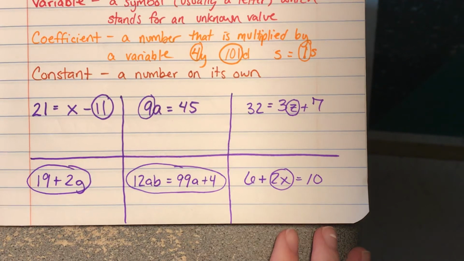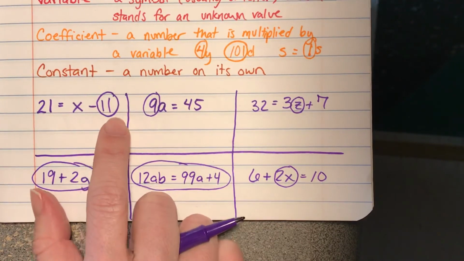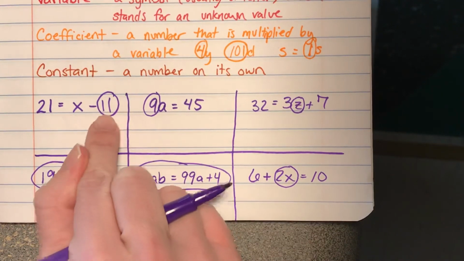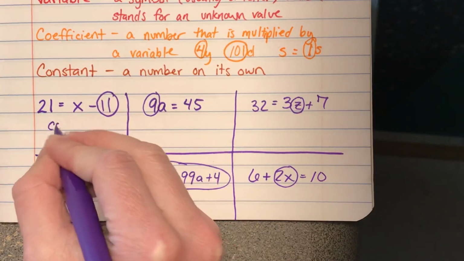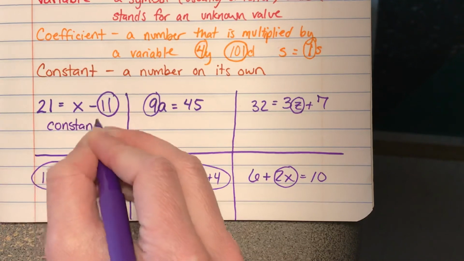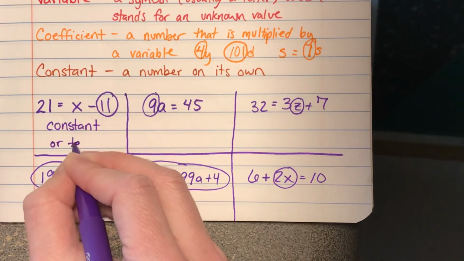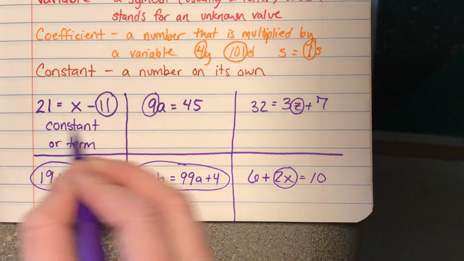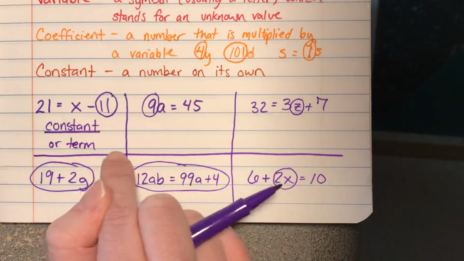All right, I hope you took a second to pause the video and try to come up with your own answers. So let's talk about these. So 11, probably at its best, the best word to describe this is a number on its own. So this one would be a constant. Now, you could also say that 11 is a term. So constant or term, although constant would be the best answer for this because it is a number on its own. It's also a term.